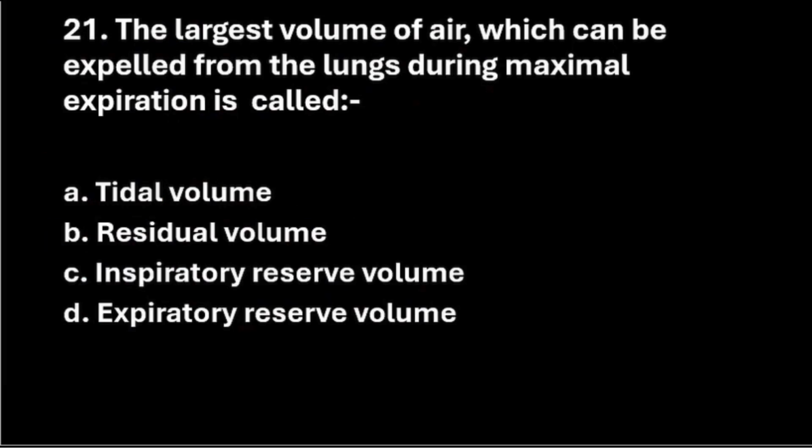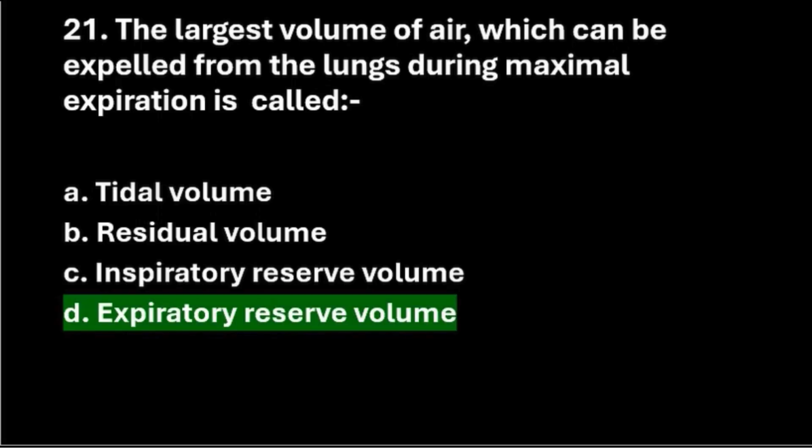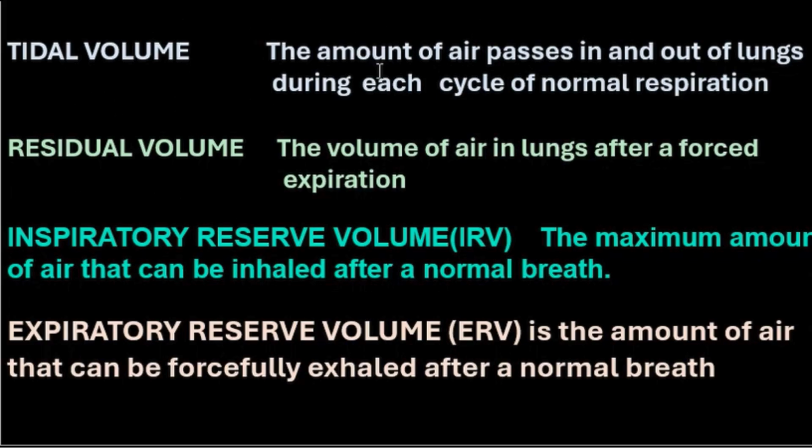Next question. The largest volume of air which can be expelled from the lungs during maximum expiration is called option A, tidal volume, option B, residual volume, option C, inspiratory reserve volume, option D, expiratory reserve volume. Let us see the right answer here. The right answer is expiratory reserve volume. Let us see what is tidal volume. The amount of air passes in and out of lungs during each cycle of normal respiration. When you breathe normally, the amount of air passes in and out of lungs is tidal volume.